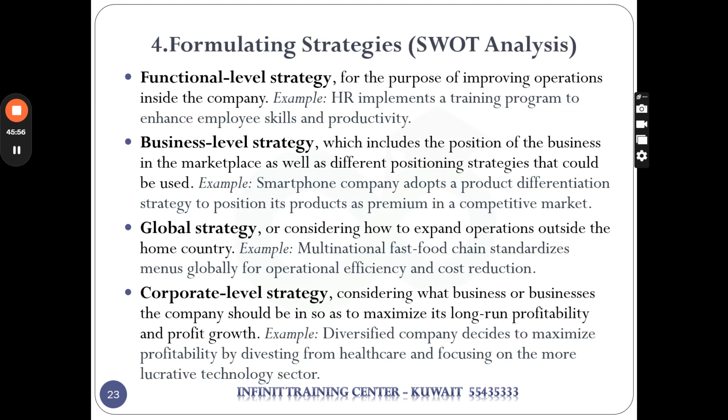These strategies can be functional level strategies. That means you are implementing a strategy pertaining to your operations, improving operations. HR implements a training program to enhance employee skills and productivity. This we can say is a functional strategy. Then business level strategy includes the position of the business in the marketplace as well as the different positioning strategies that could be used. If you are following a differentiation strategy in a smartphone company, you position your products as premium in a competitive market. You are bringing up a differentiation strategy for your product. That is a business level strategy.